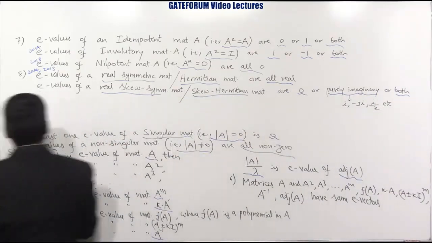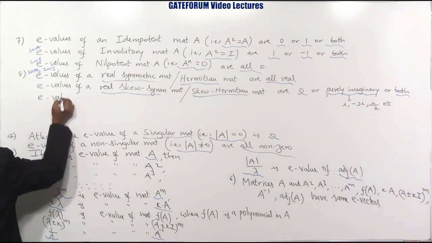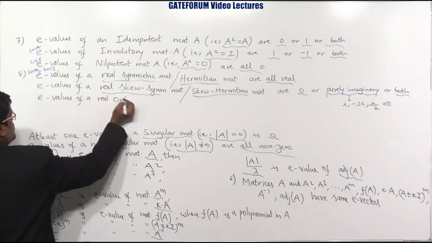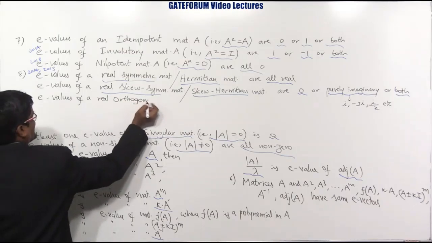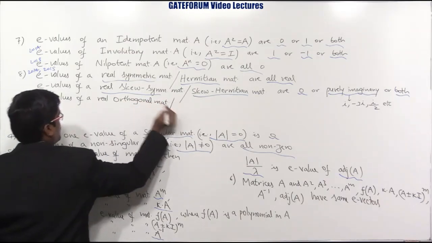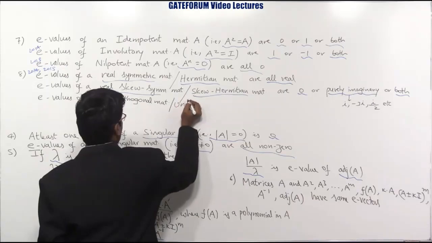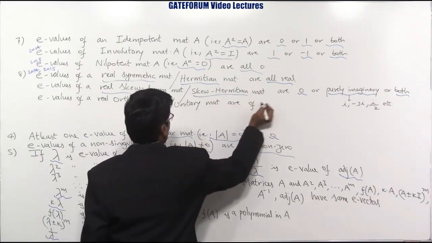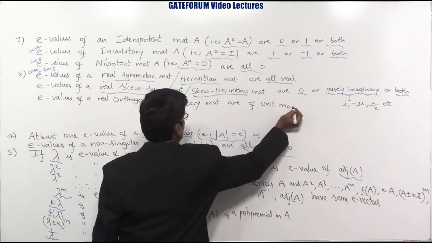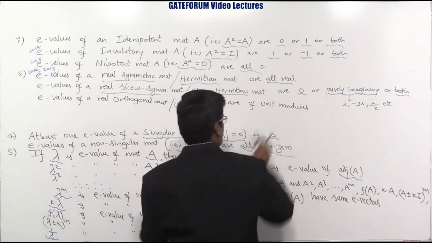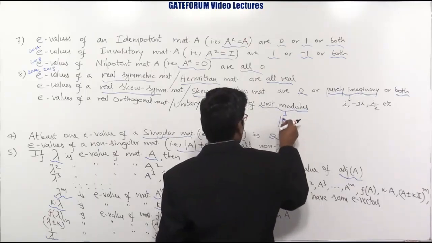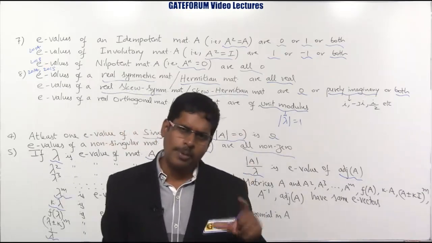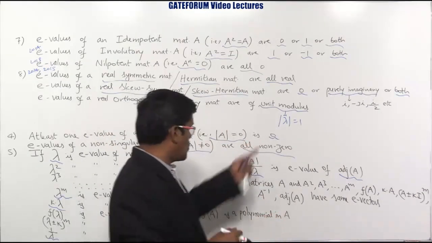In this last condition, eigenvalues of a real orthogonal matrix or unitary matrix are of unit modulus. What does unit modulus mean? The modulus of that eigenvalue is 1. Modulus is a positive quantity. When you get negative values, mod lambda becomes positive. So in that case, mod lambda value is 1.